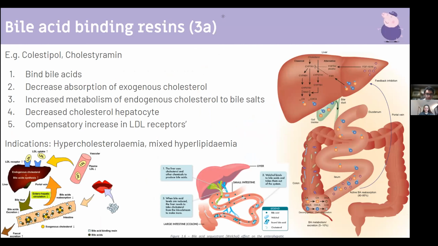So some drugs act by binding bile acid, and by reducing the amount of bile acid, you don't have the same amount of absorption of fats. That decreases. So you have cholestyramine.